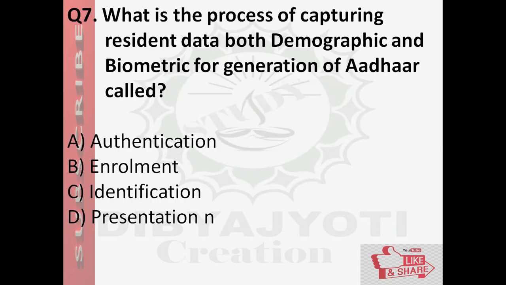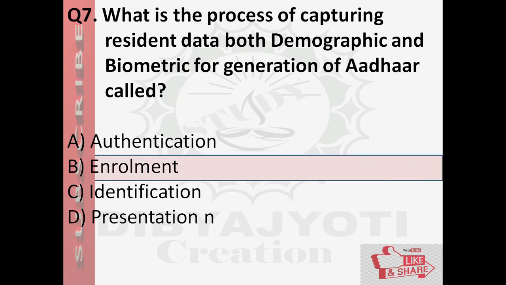Then move on to question number 7. What is the process of capturing resident data, both demographic and biometric, for generation of Aadhaar card? Options are: option A, authentication; option B, enrollment; option C, identification; option D, presentation. And answer is option B, enrollment.